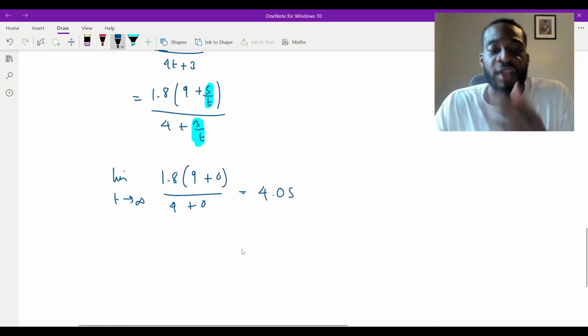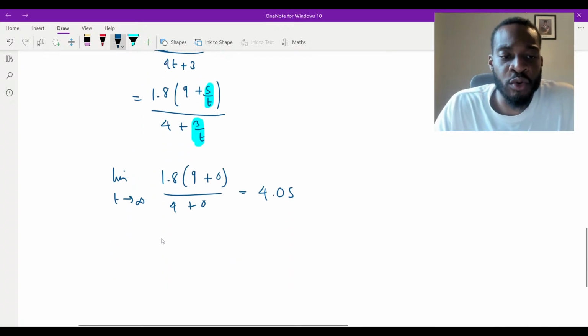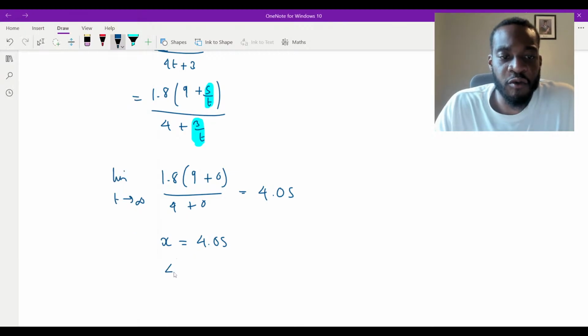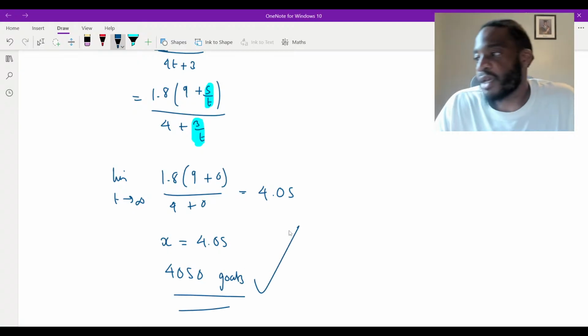Yeah. So therefore, the long-term model states that x is going to be 4.05. But remember, x is in thousands, so you've got to times it by 1,000. So it's going to be 4,050. So 4,050 goats. That's what the model predicts. Like that. Everybody happy with that?